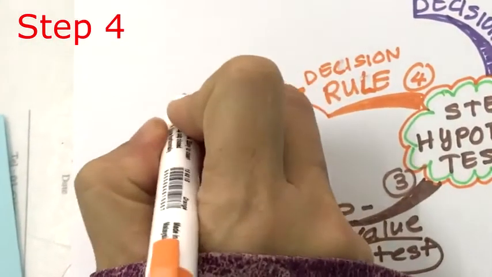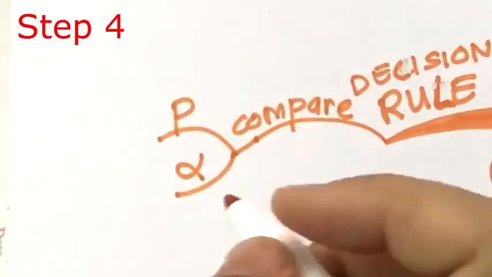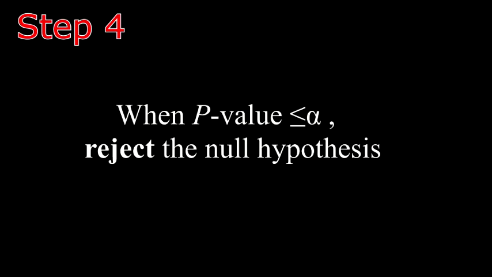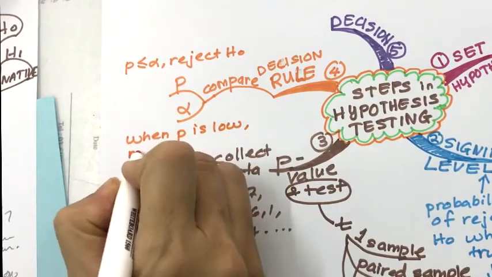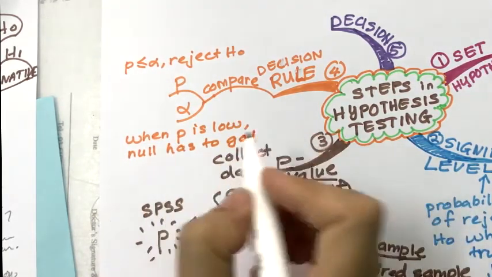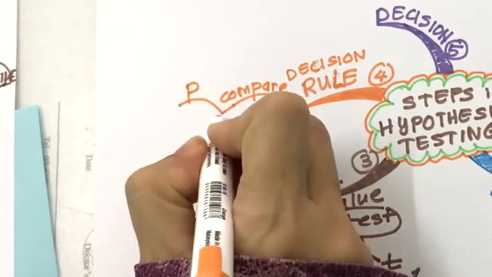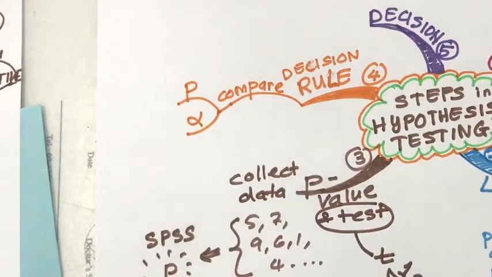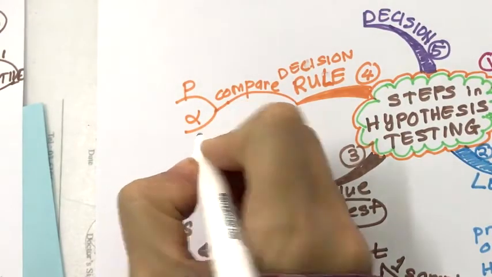Okay, step number 4 is about the decision rule. The decision rule is based on the comparison of alpha and p-value. When the p-value is smaller than the value of alpha, the null hypothesis can be rejected. Briefly, you can say when p is low, null has to go. It's like a song that you can sing. This is the decision rule that we will be using for all hypothesis tests. We make a comparison between the p-value and alpha in order to reject or not reject the null hypothesis.